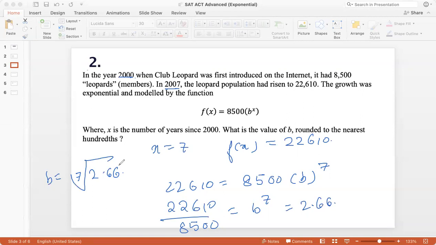So that's 1.15. That's 1.15. And we were supposed to give the answer to the nearest 100th, which means 2 places after the decimal point. So 1.15 is the answer for b.